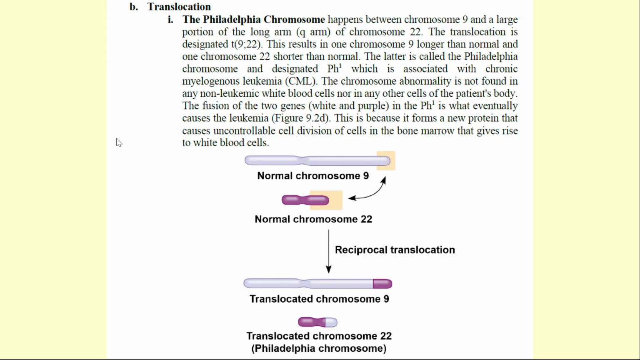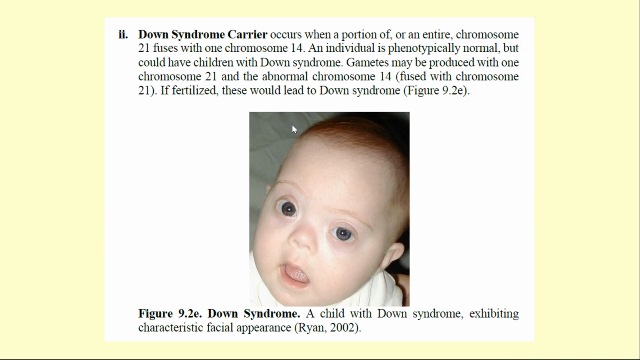One example is the Philadelphia chromosome, which exchanges parts between chromosome 9 and chromosome 22, and because of that leads to leukemia. That's an example of translocation. Down syndrome carrier is another example of translocation.